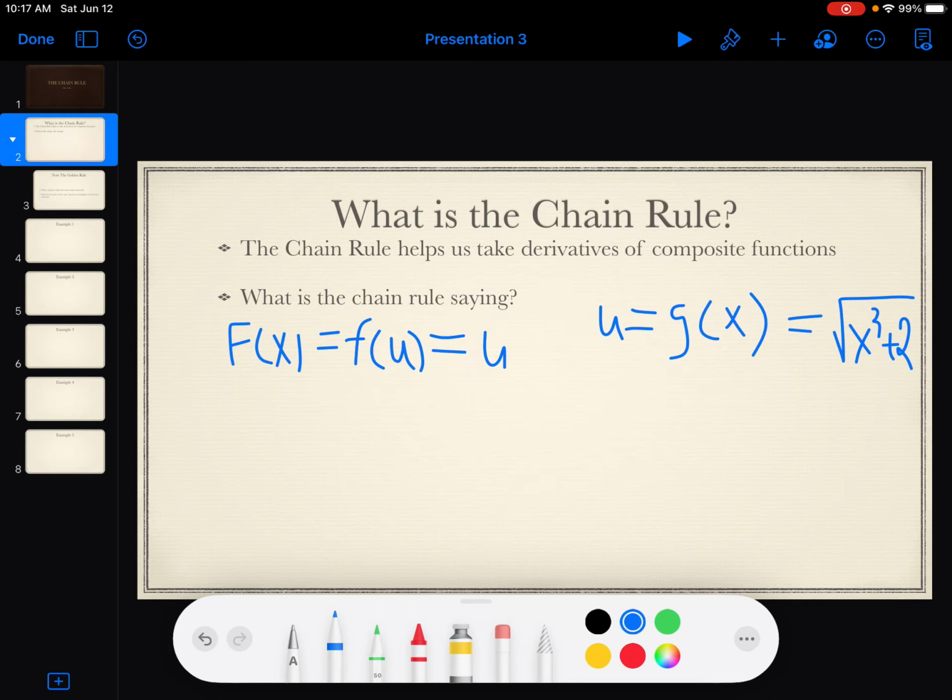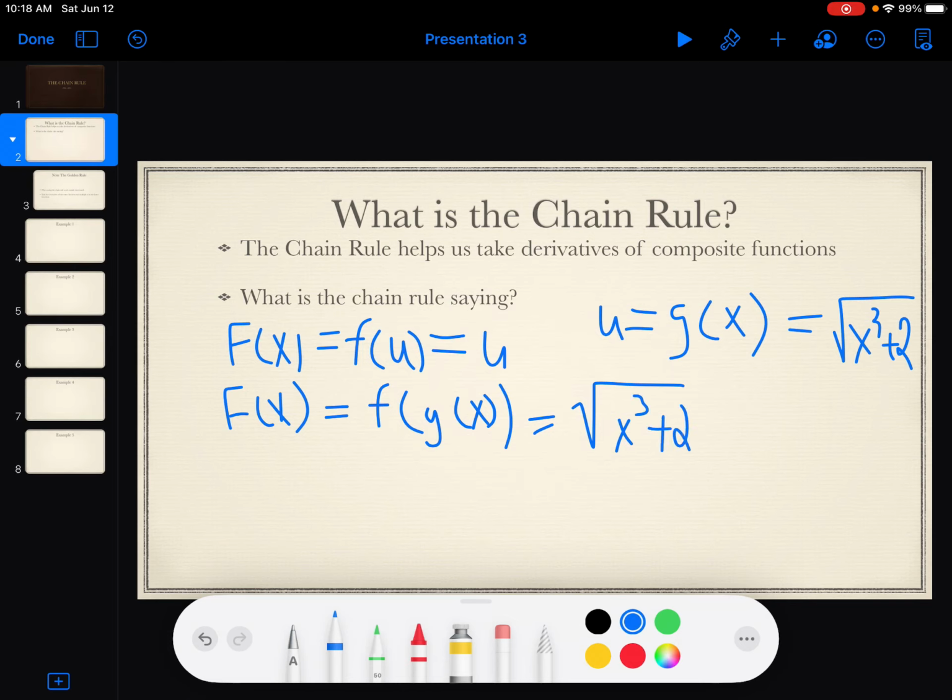So, substituting g of x in for u in little f of u, what do I get? I get f of g of x, and substituting in g of x for u, I basically get the square root of x cubed plus 2. This is a composite function. G of x is a function on its own, and it is an input into f of u. Therefore, I have a composite function.